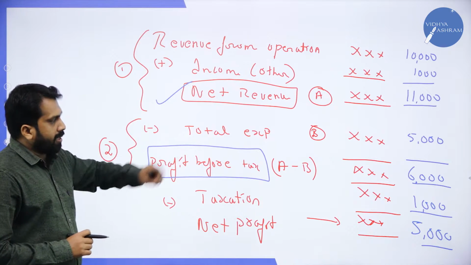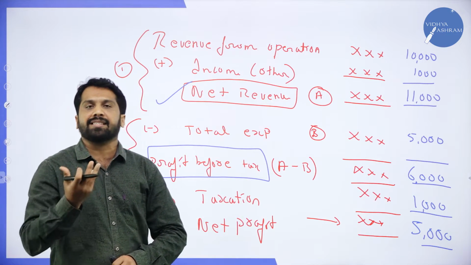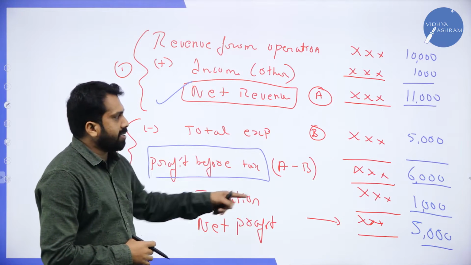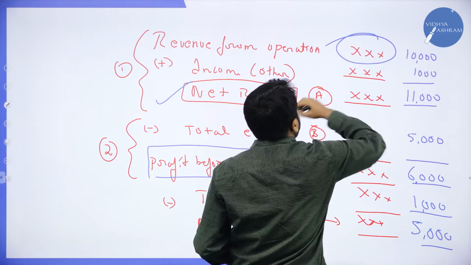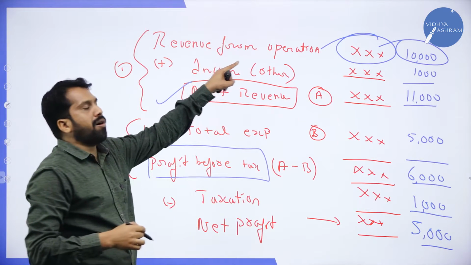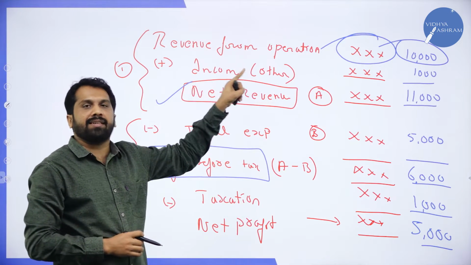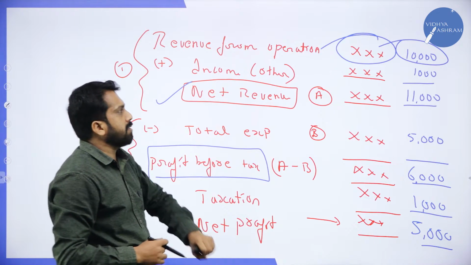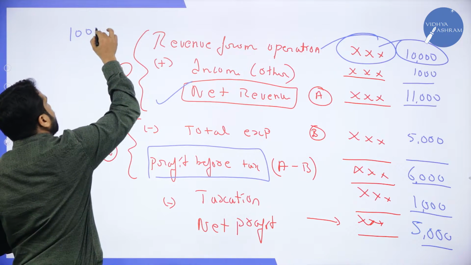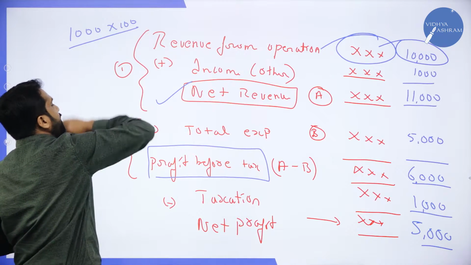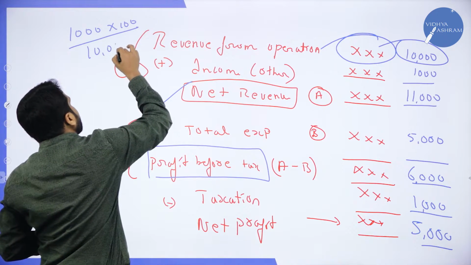Now, in the comparative balance sheet and common size, the total we considered as the denominator base. In this, which is the base? Which is the denominator? Remember, your sales, your revenue from operation, is always your denominator. Revenue from operation is your denominator. How? How much do you have? 1,000. So, 1,000 multiplied by 100. What is the base? Your base is 10,000. You should consider 10,000.